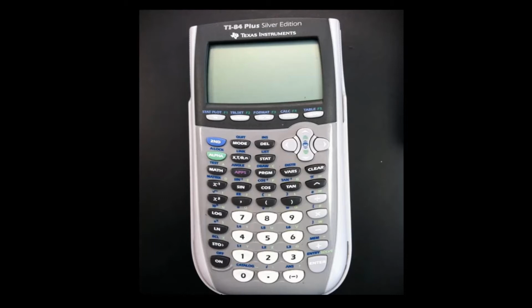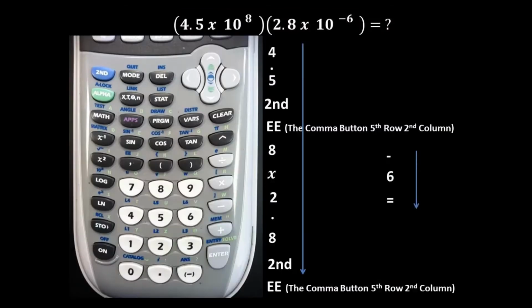All you're going to be using today is, if you look at the second column, it starts with mode, and then underneath that is X,T,theta,n, and then down 1, 2, 3, 4, fifth row, second column, EE. That's what you're going to be pressing.